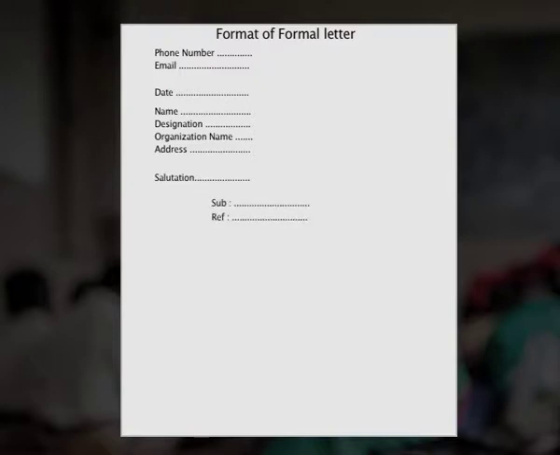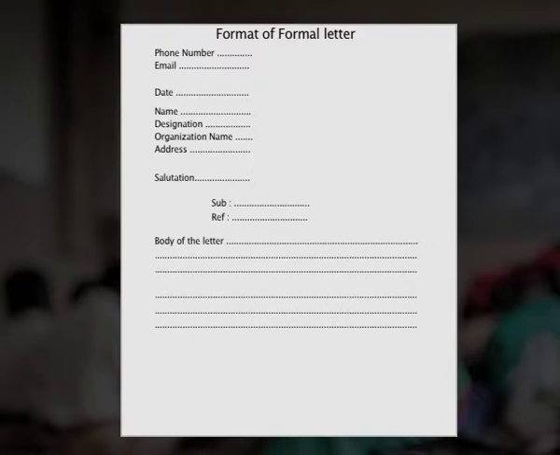And then here comes the subject line. The subject should focus on the topic or the information you are trying to convey through this letter to the person. If there is any reference, you can also present that information under the reference section. And then comes the body of the letter. Here, the body may have one to many paragraphs depending on the subject you are trying to focus on. Generally, the format of the body goes like this. It should have introduction, body and conclusion.